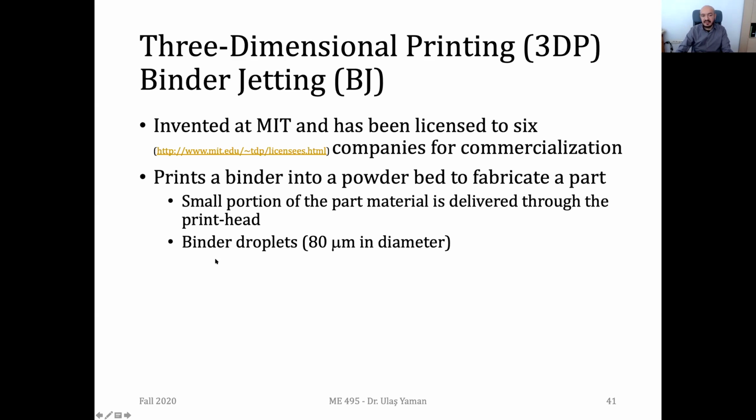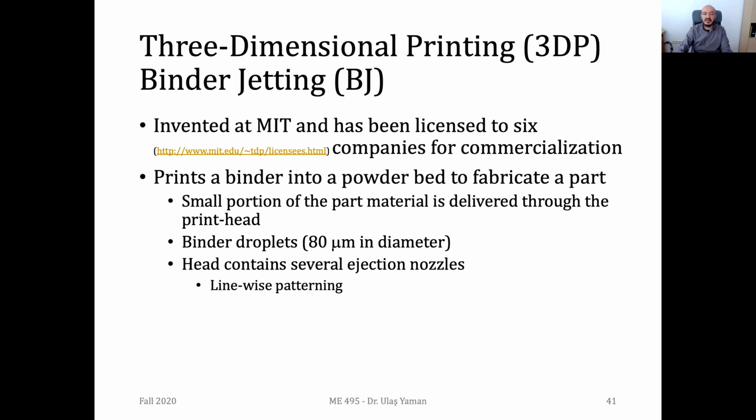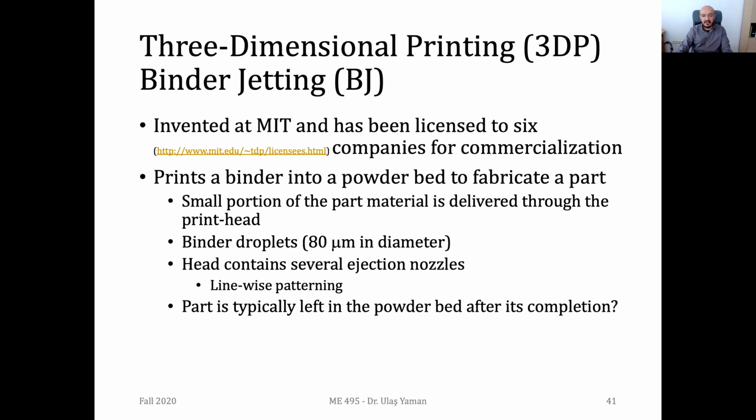And they usually have binding agents in terms of, let's say, spheres, droplets, having 80 micrometers, maybe even less than that. And in these heads, they have several nozzles together, and with the help of them, it can be a kind of line-wise patterning or line-wise printing. And again, since it's a powder bed system, we will have some powders left in the machine after the product is complete. So what we are going to do, again, we can do some recycling and try to use the same powder once again in our new printing processes.